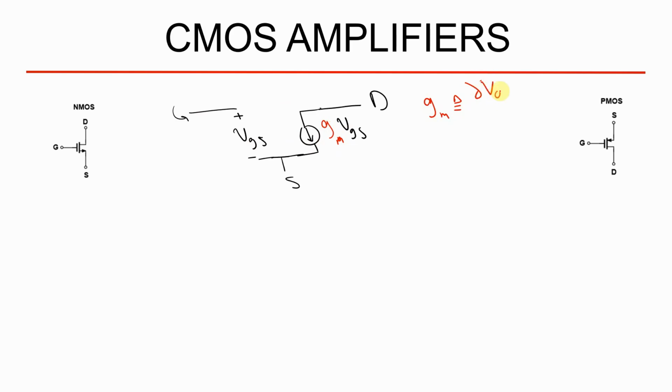the partial derivative of the drain current with respect to VGS. This is the definition for gm, the transconductance. With transconductance, you can convert the voltage into the current in this transistor. And VGS is a variation parameter. This is a small signal model for this transistor.